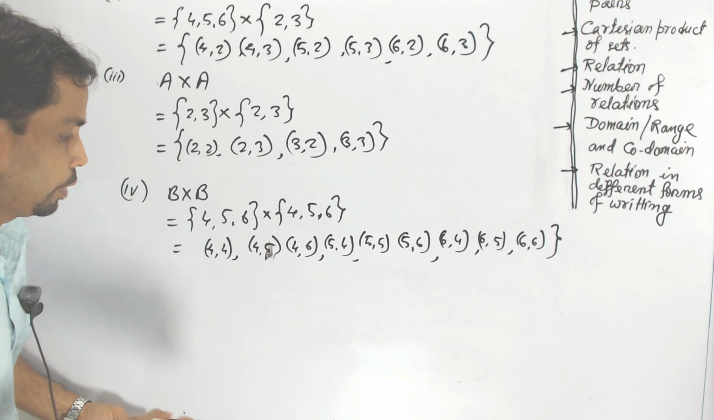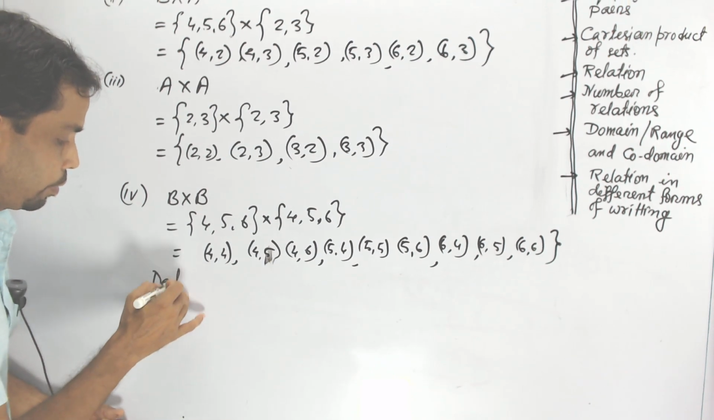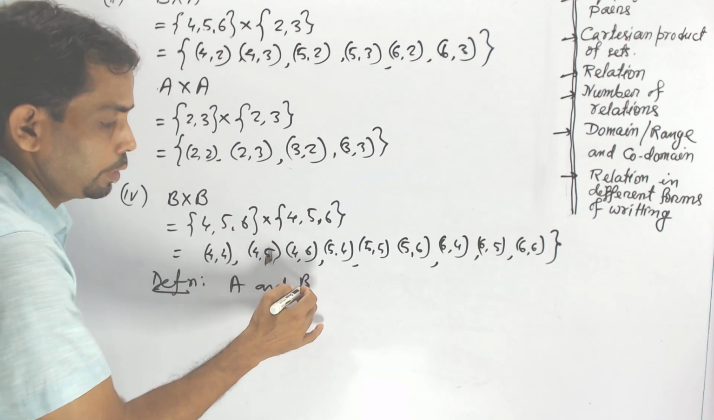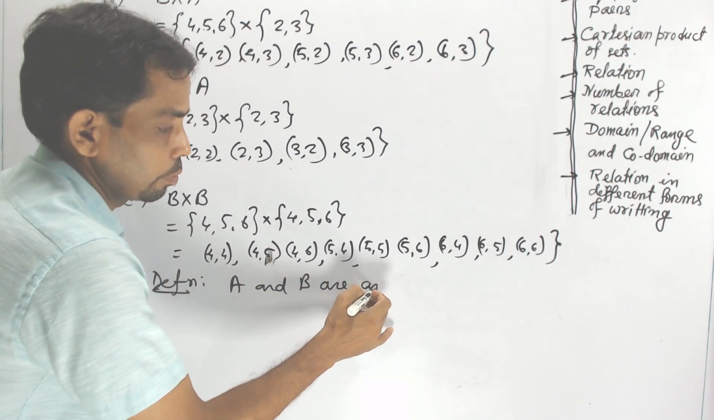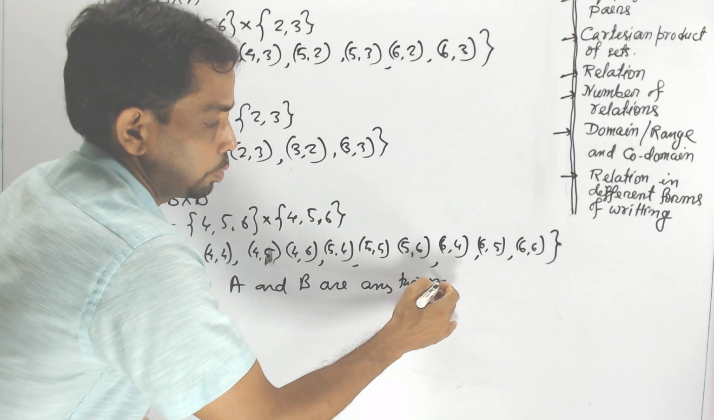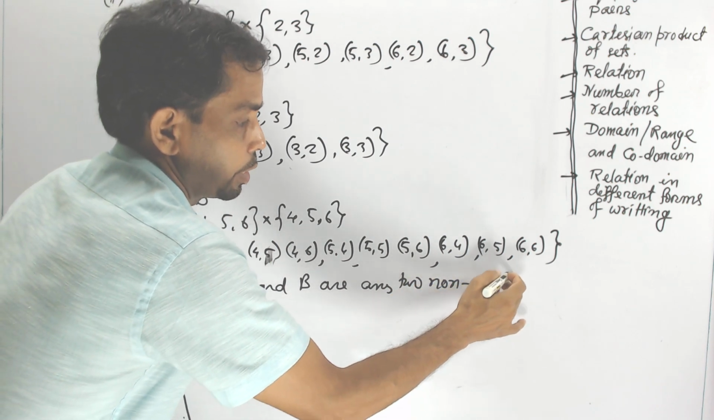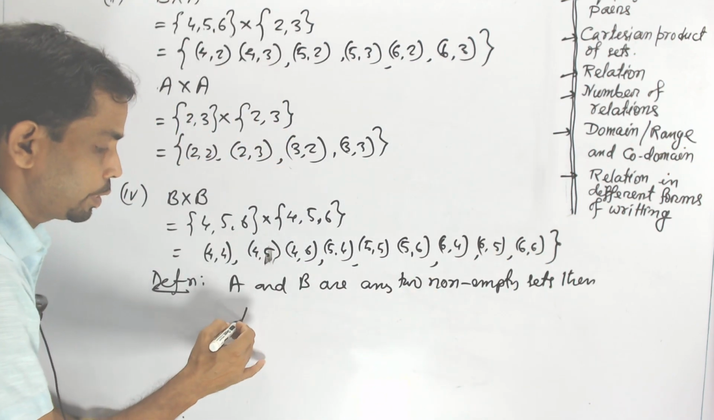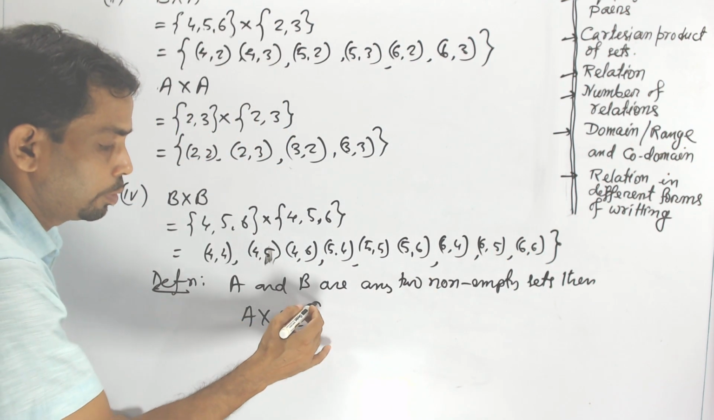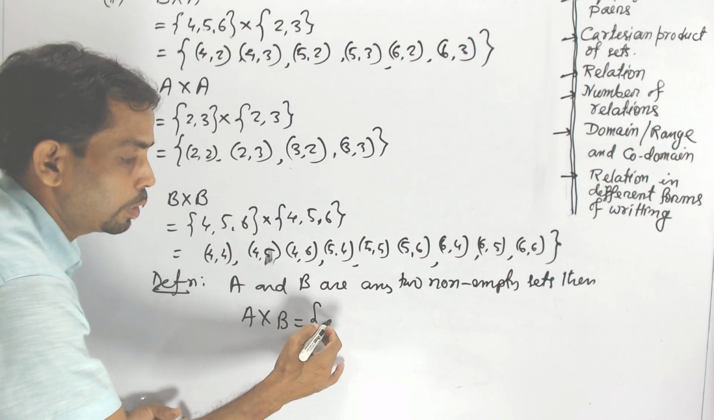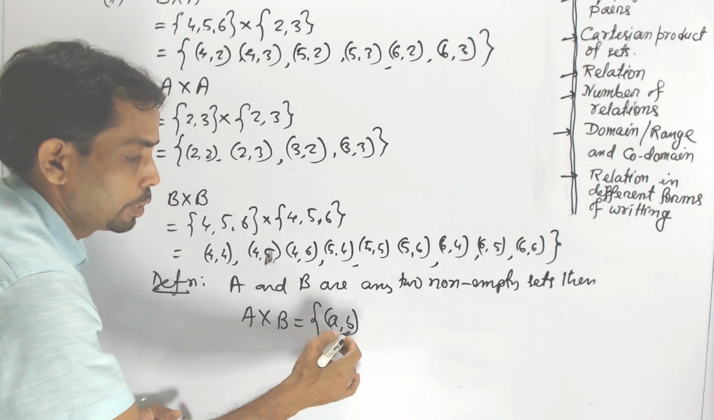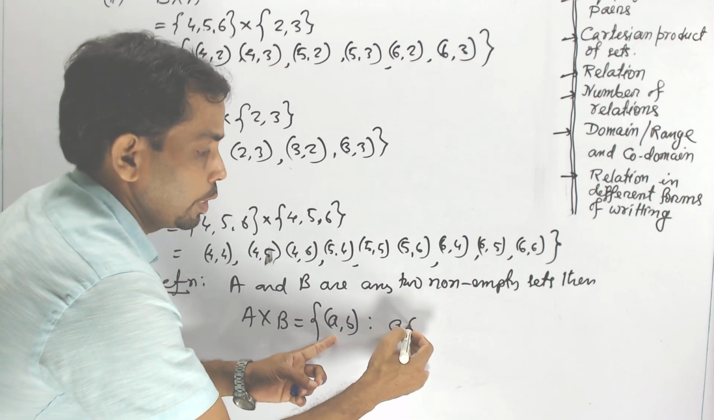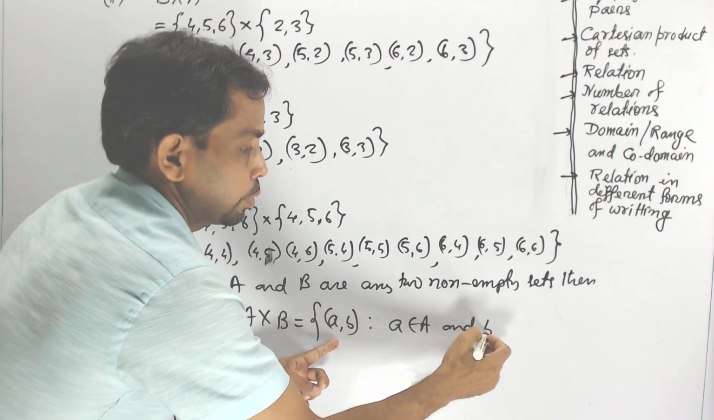Definition: if A and B are any two non-empty sets, meaning they have some elements, then the Cartesian product is given by A × B, which is made up of all the ordered pairs (a, b) such that a belongs to set A and b belongs to set B.